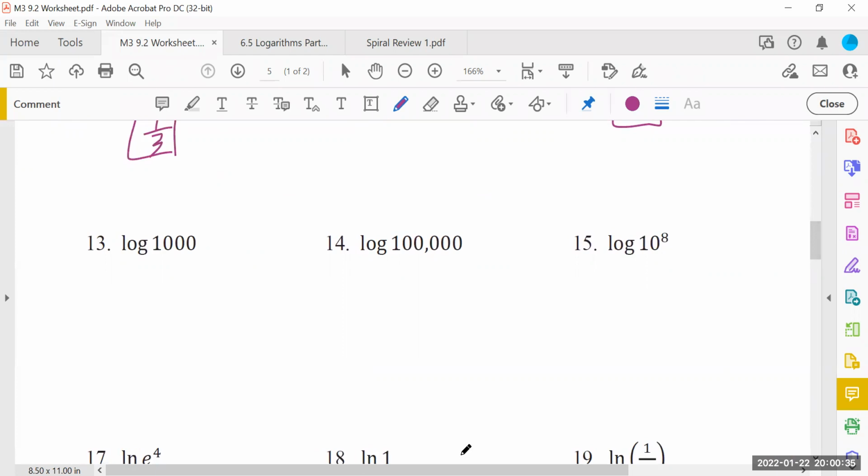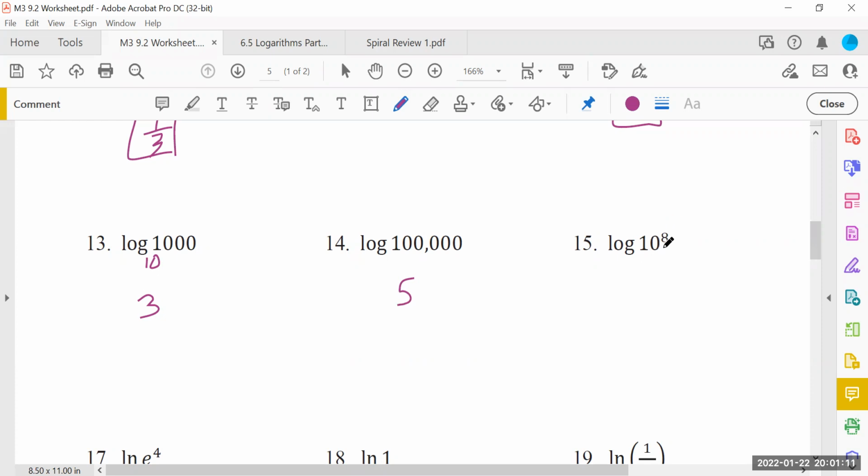All right, 13. We had mentioned that anytime there isn't a base written, it's base 10. So 13 is literally just 10 to what power gives me 1,000? Well, 10 times 10 times 10, actually that's it. There's 3 10s because I've got 3 zeros here, so that's 10 to the 3rd power. Whereas this one has 1, 2, 3, 4, 5 zeros, so that's going to be 10 to the 5th power. Literally every time you multiply by a 10, you get another 0 in your number. So if it's 1 followed by a bunch of zeros, it's 10 to however many zeros there are.